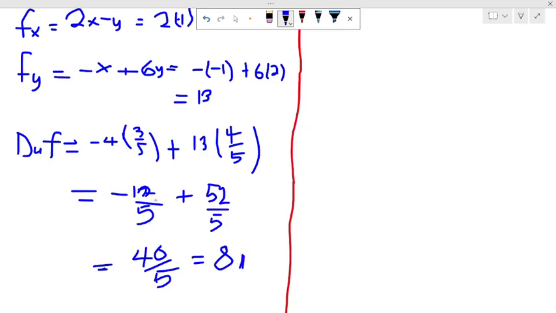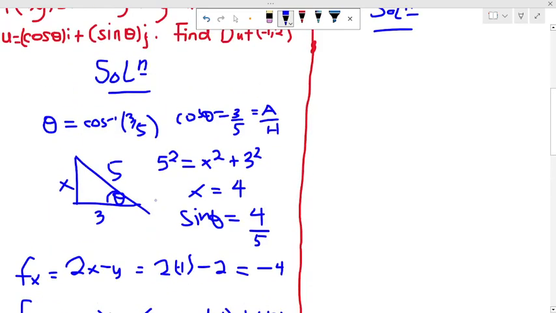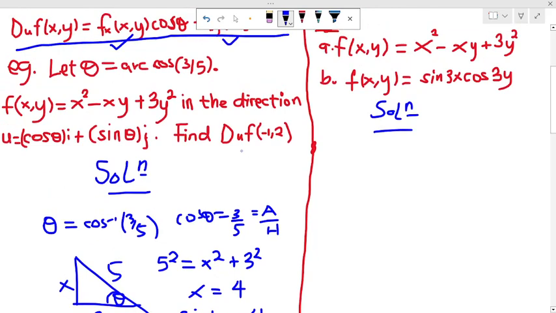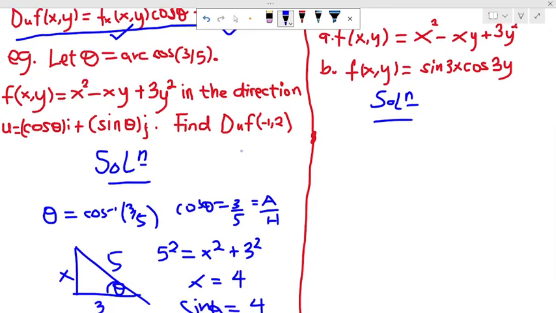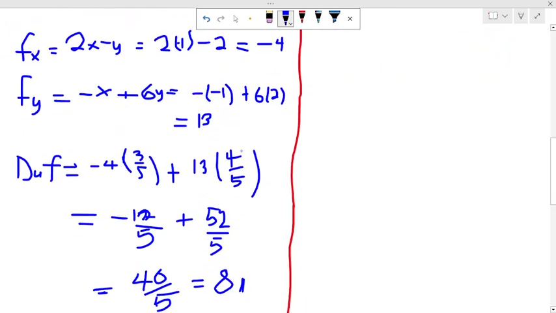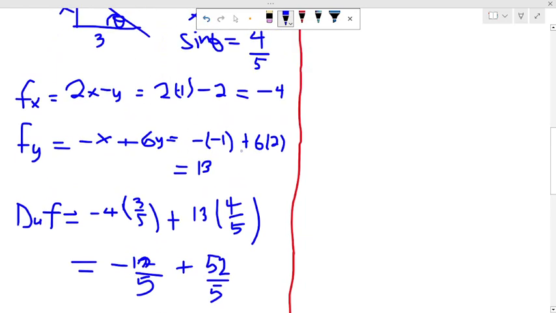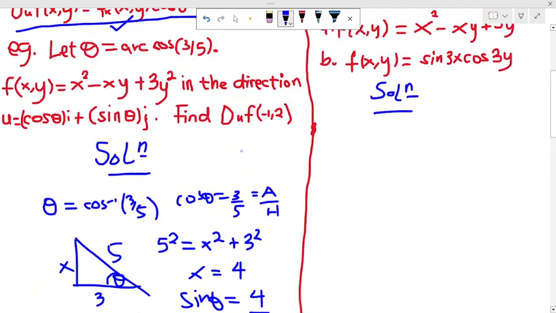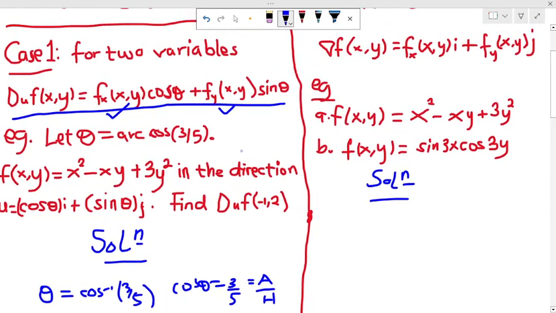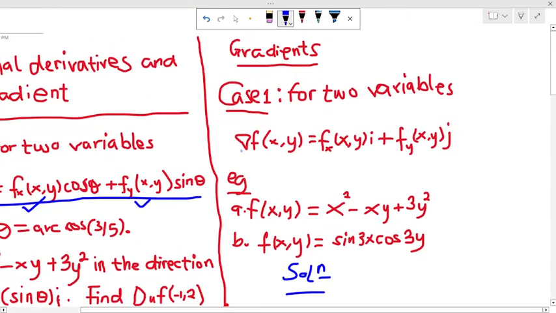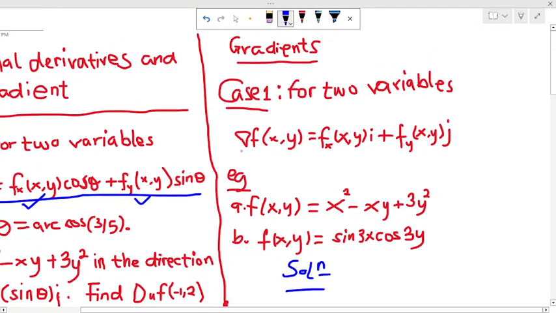So therefore, our question, that's finding the directional derivative of our function at the point negative 1, 2, is giving us 8. As simple as that. So now let's move on to our gradient. That's how to find the gradient when the function has two dependent variables.